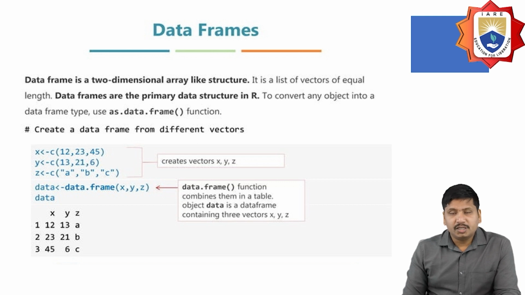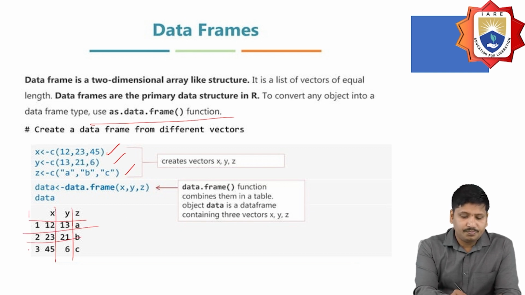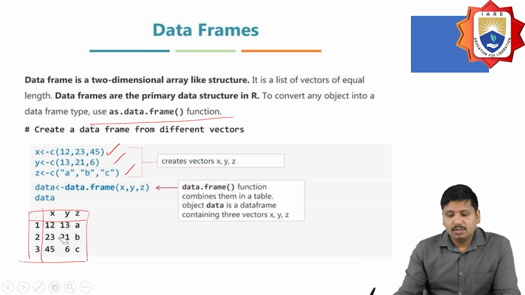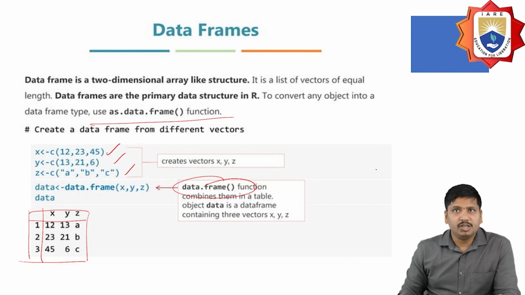A data frame is a two-dimensional, array-like data structure. It is a list of vectors of equal width, and data frames are the primary data structure in R. To convert an object into a data frame, you make use of a function like as.data.frame(). To create a data frame from different vectors, you create three different vectors of different types and combine all these values in the form of a data frame, which is shown in the form of a table. By making use of the data.frame function, we combine all of them into a table.